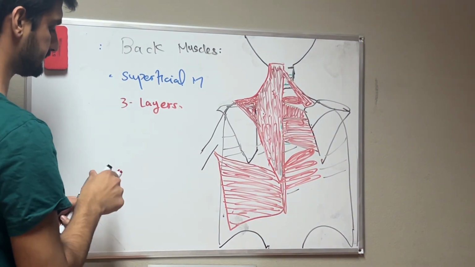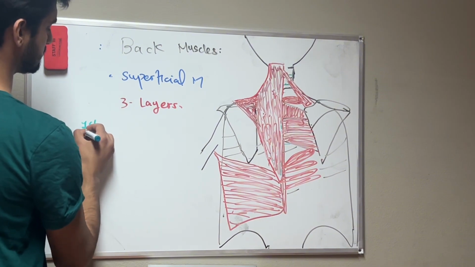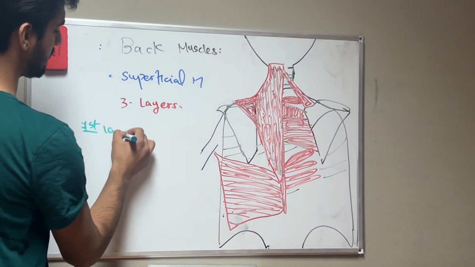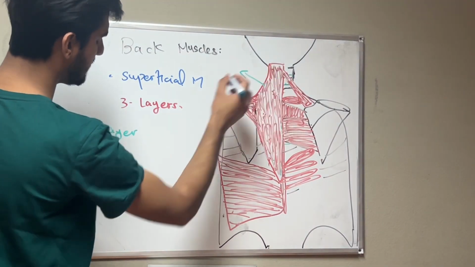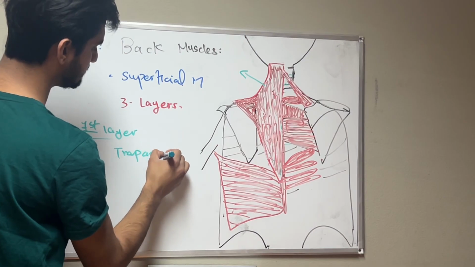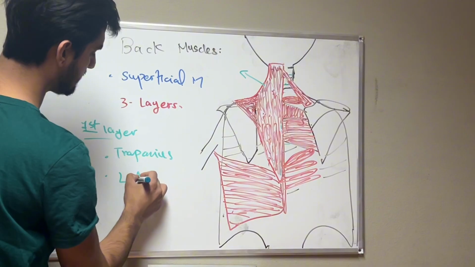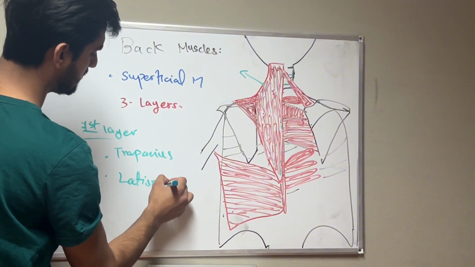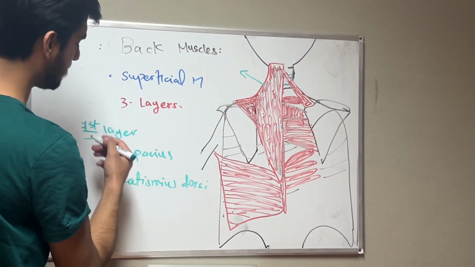First layer, we have this one muscle. This one means trapezius muscle. Trapezius. Second we have latissimus dorsi. And this is the first layer.